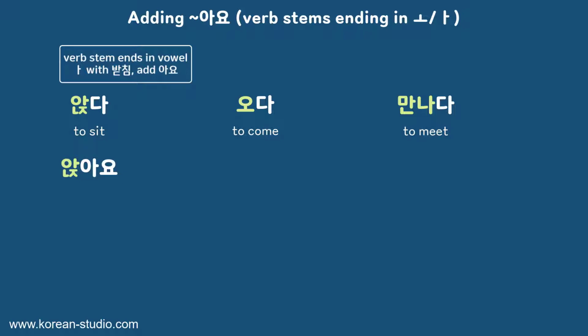So 앉다 becomes 앉아요. And to give you another example, the descriptive verb 작다 means to be small, and this changes to 작아요. Now, these are the polite forms of these verbs, and to make them into casual forms, we can just remove 요 at the end. So, 앉아 and 작아 are the casual forms.